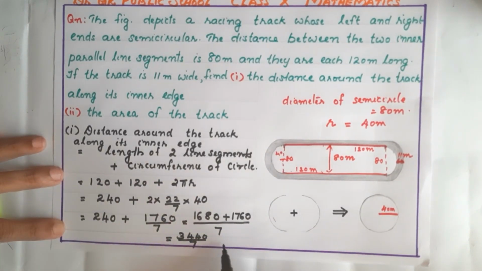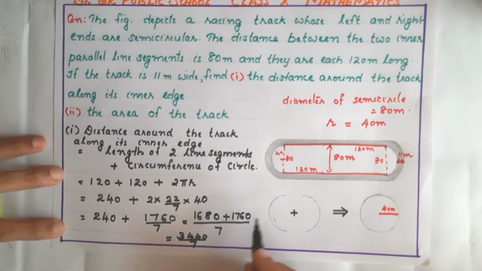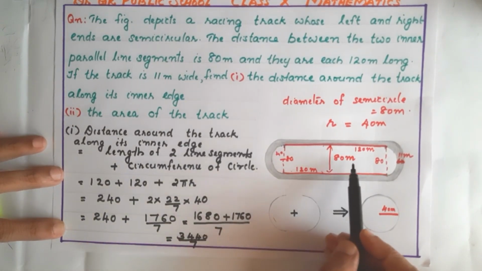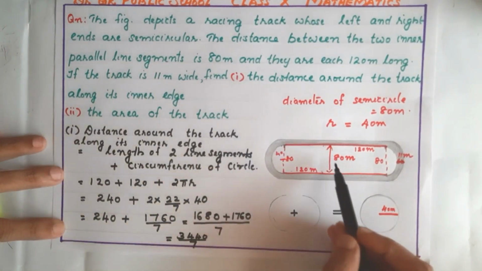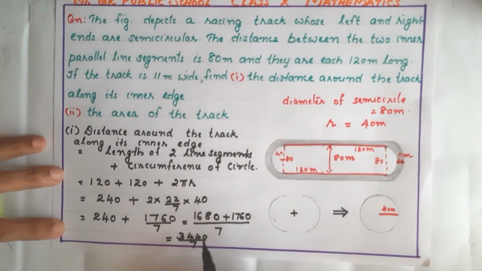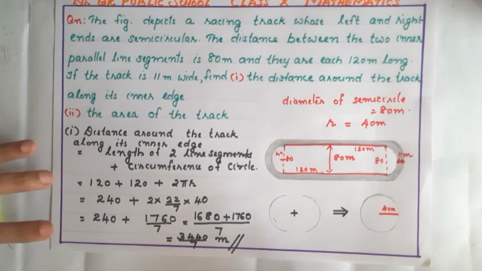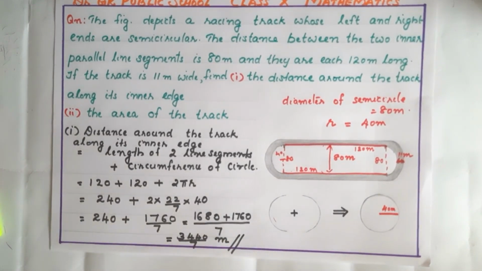Okay. It is length. Can we write centimeter square here? No, it is length, distance. So we can write, and what is the given unit? Meters, isn't it? All the units are given in meters. So here 3440 by 7 meter. Okay. So this is the first answer.